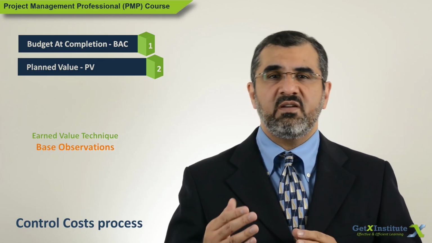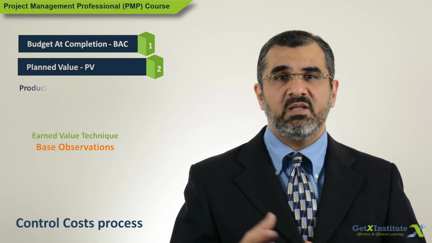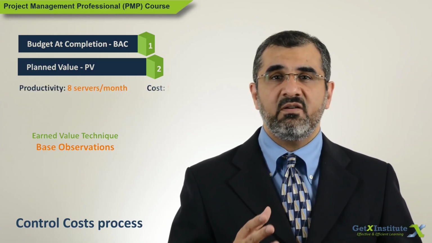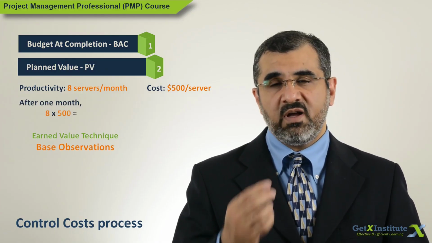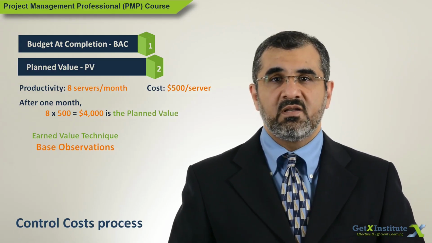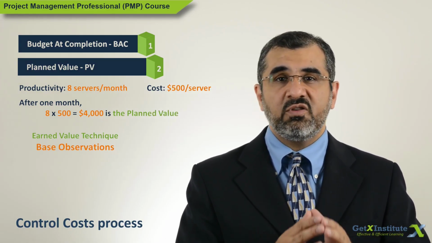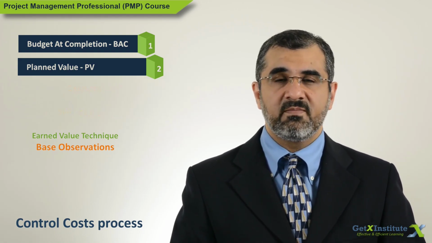So, if 50 servers are to be installed at a rate of 8 per month at a cost of $500 per server installation, the planned value after 1 month will be 8 times 500 or $4,000. So as per the baseline, $4,000 worth of work should have been done at the end of 1 month.